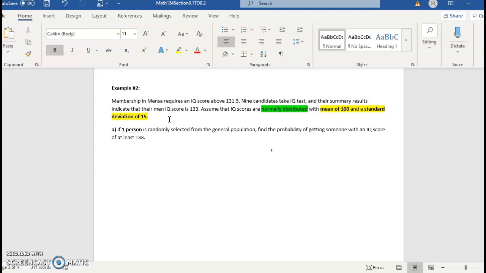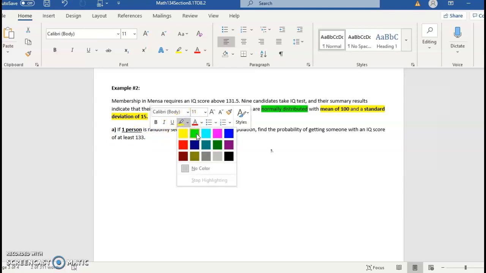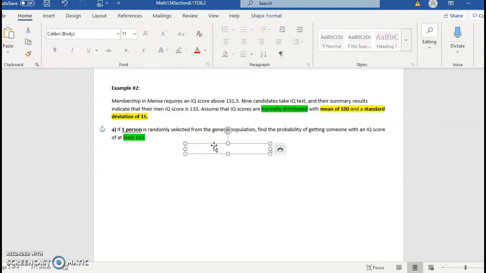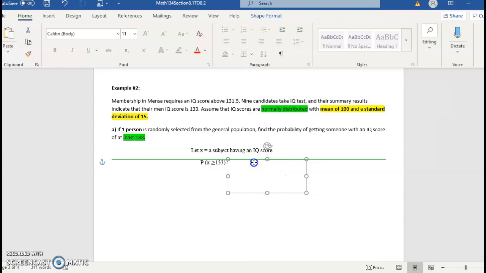Now, here's the main idea. They want us to evaluate the probability that if one subject is randomly selected, they have an IQ score of at least 133. Because they're talking about a single subject, we're back to sections 7.1 and 7.2. Remember that you have to declare the variable. Let X be a subject that has a specific IQ score. Then we're looking for the probability that the IQ score is greater than 133.